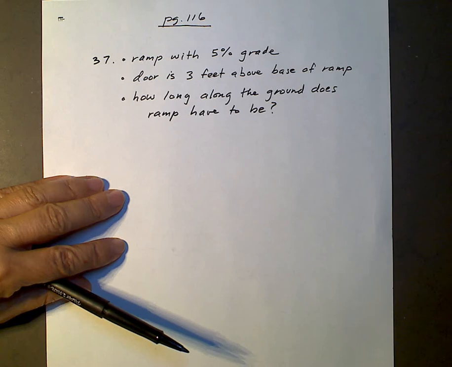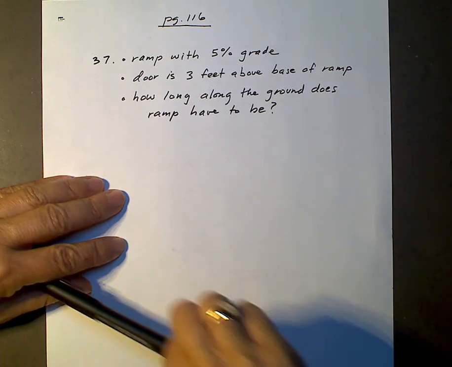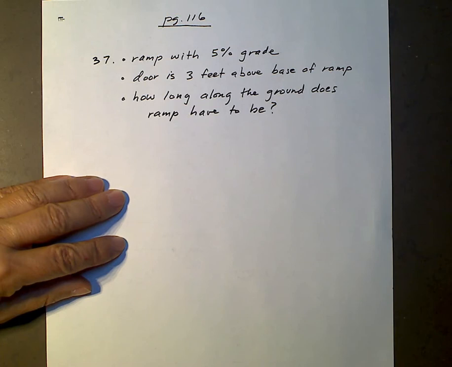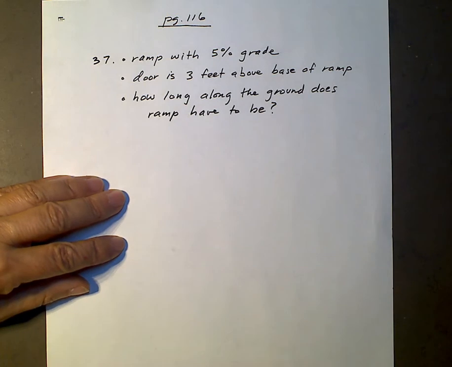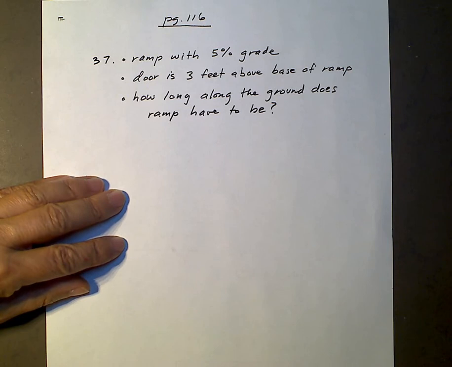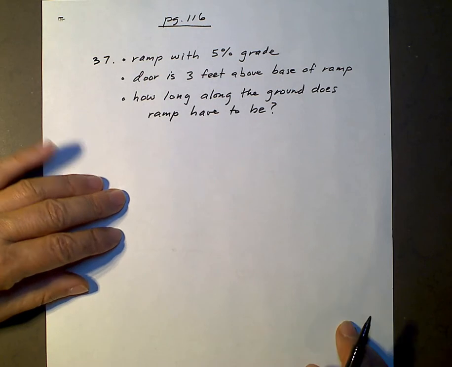Number 37 on page 116. This is a word problem where you've got to make a sketch, and that will help a lot. I think in the description we've got a ramp that has a 5% grade, so it goes up at a slope of 5%, and the door is 3 feet above the ground from the base of the ramp. How long along the ground does the ramp have to be?